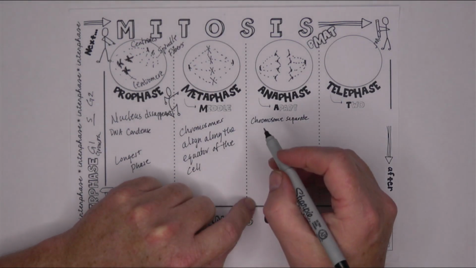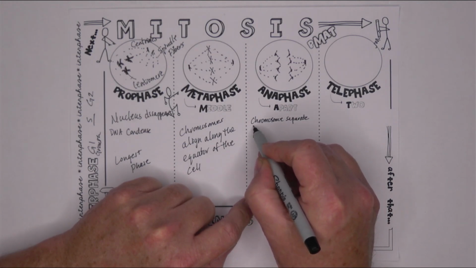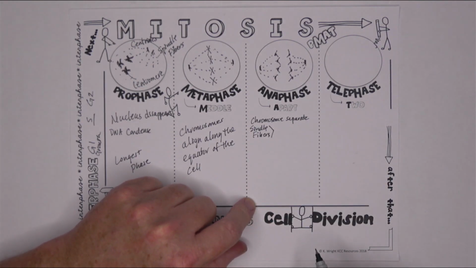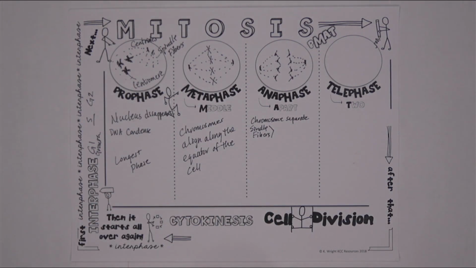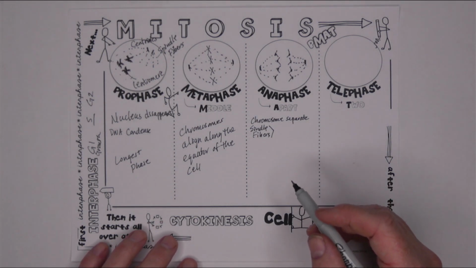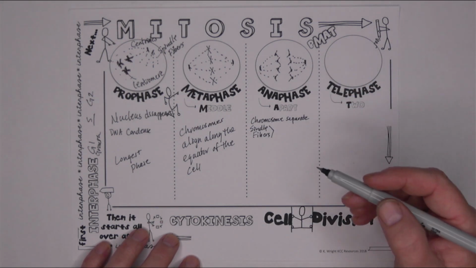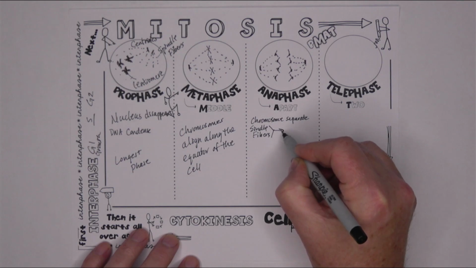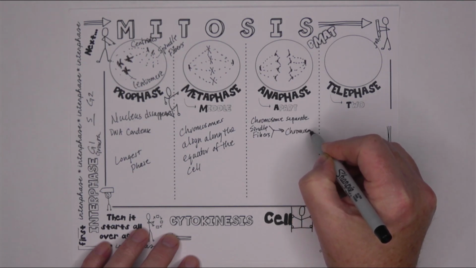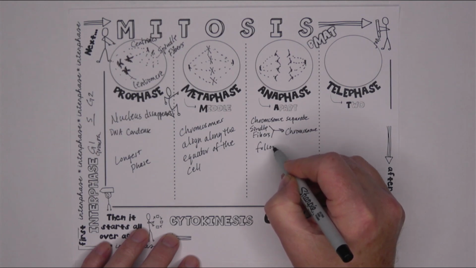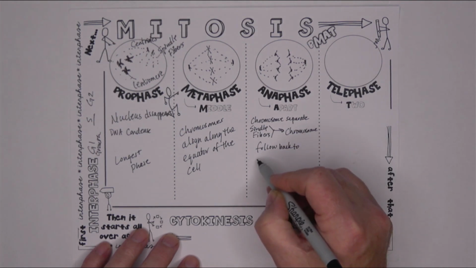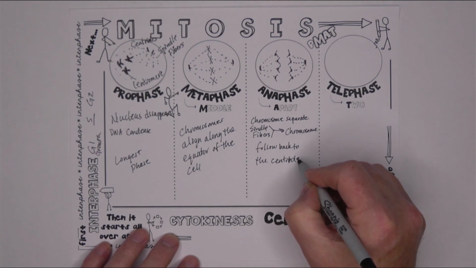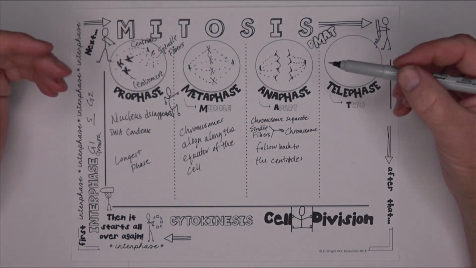Okay. And then the spindle fibers, these spindle fibers start degrading, start breaking down, and it's the centromere that's doing that. It starts breaking it down so that the spindle fibers are where the chromosomes follow back to the centrioles. So they're going back to those centrioles.